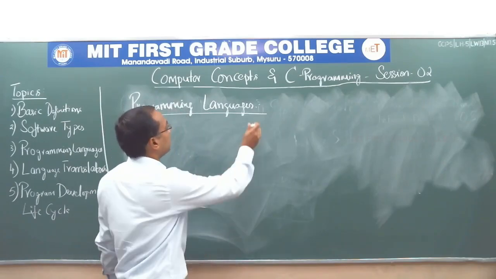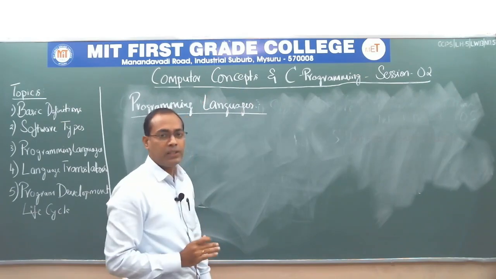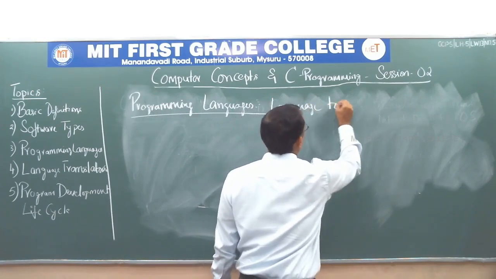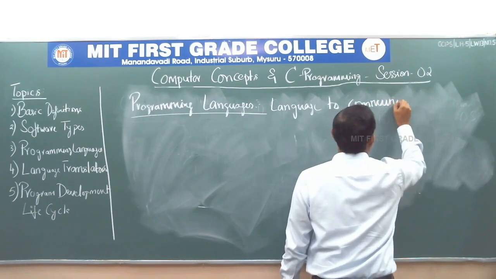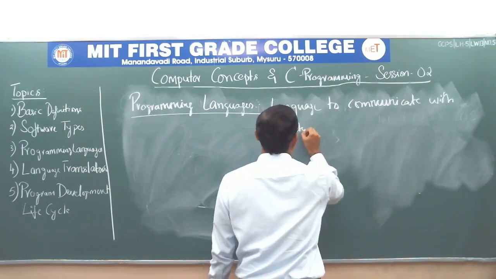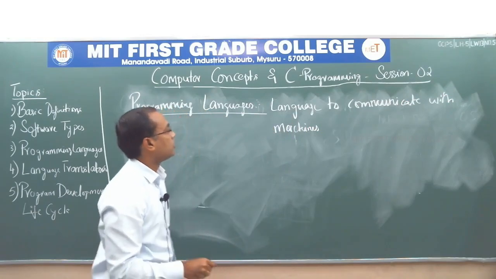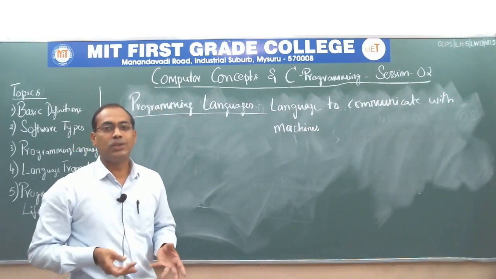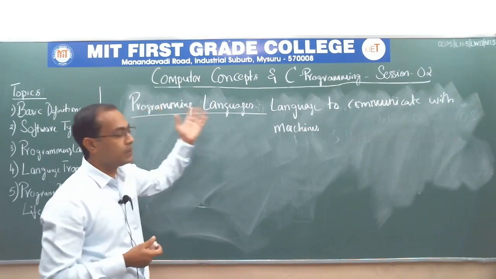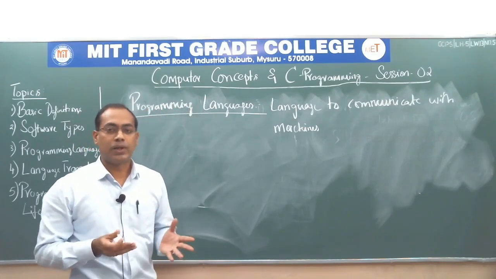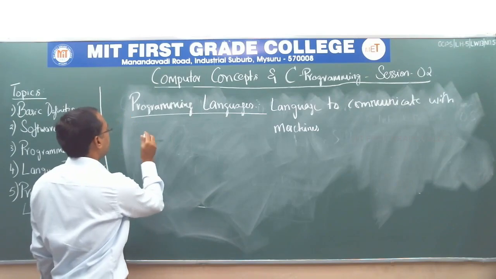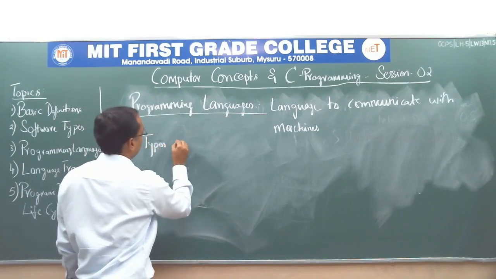So, programming language, with respect to computer concepts, means a language to communicate with machines. If you want to develop a software, you have to write a program. For writing a program, you need instructions, and all these instructions are written with the help of programming languages. I hope you understood what programming language means. Now we will see the different types of programming language.